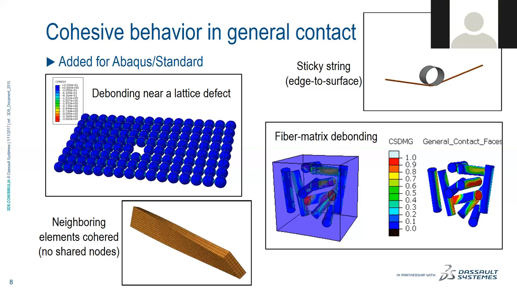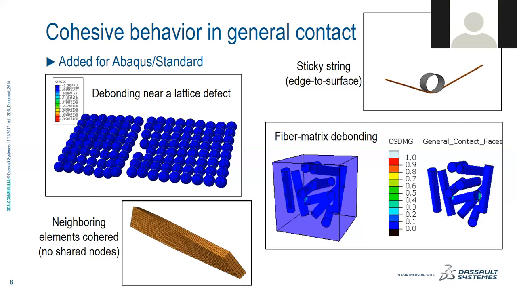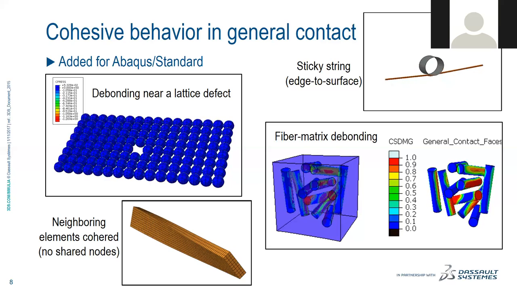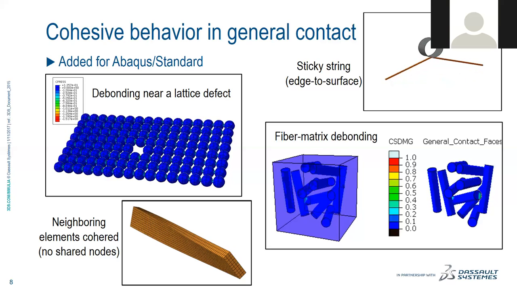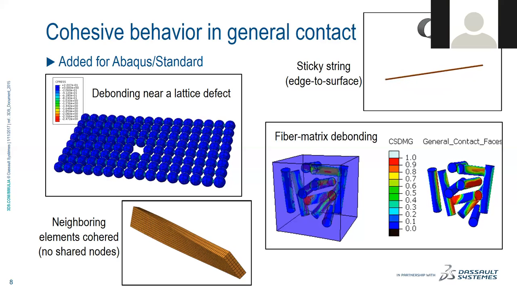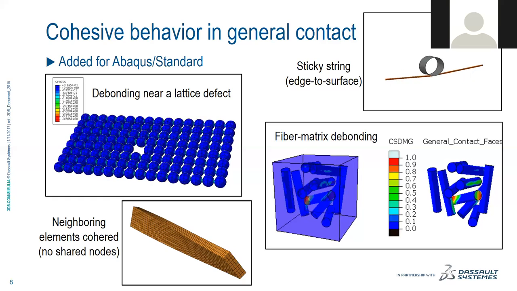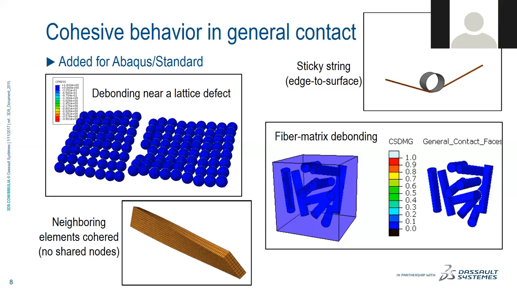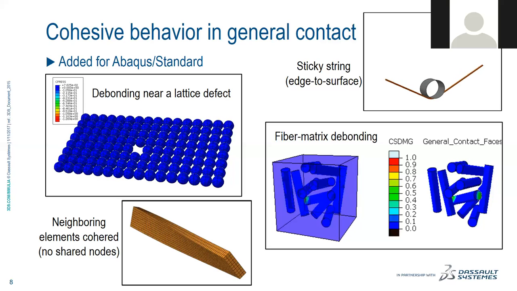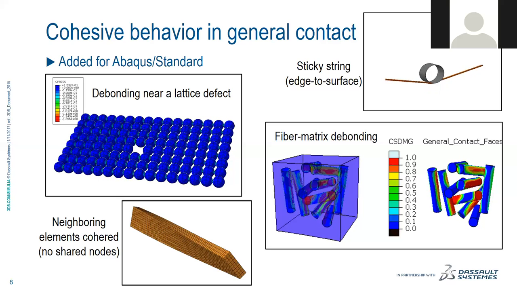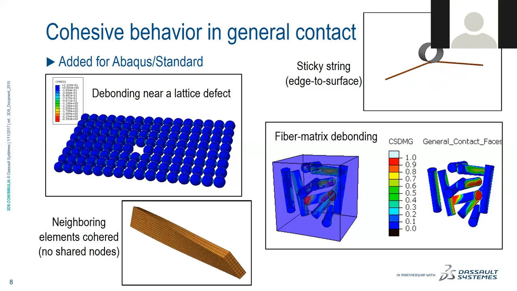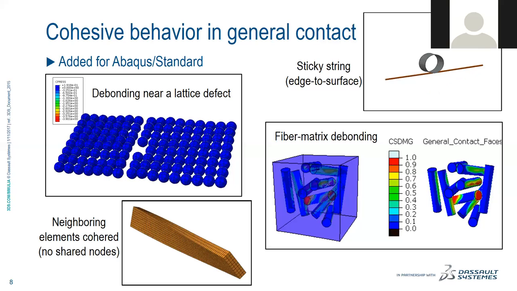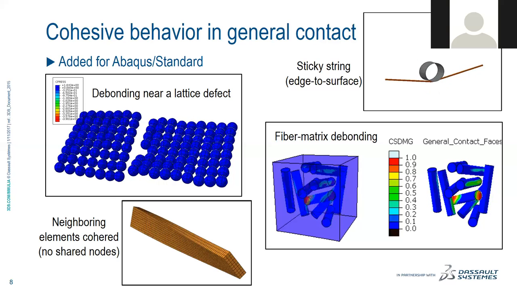Another example is at the bottom, where you can see this plate with independent elements from one side to the other. There are no shared nodes and they are bonded together. Another example here is multi-scale material modeling, where you will see fibers that are embedded inside of the matrix. This is a very good application for using cohesive behavior in general contact.